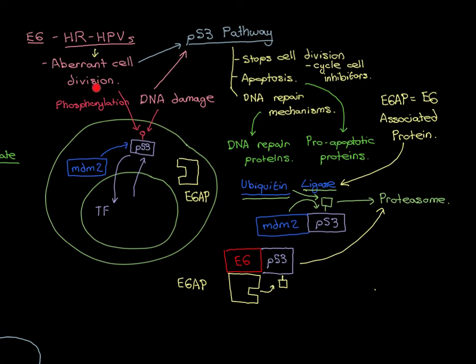Now that you've got aberrant cell division, you can still set off the pathways to try and phosphorylate P53, but it's all been destroyed far too quickly for you to find any to phosphorylate, and therefore you do not get the activation of the P53 pathway, you do not get cell cycle inhibitors being produced, you do not get pro-apoptotic proteins being produced, and you do not get the DNA repair mechanisms activated. So E6 turns off the P53 pathway in this incredible way that we've just discussed.